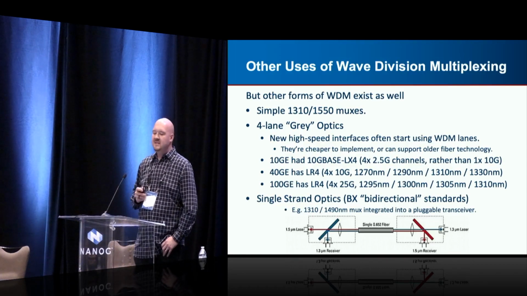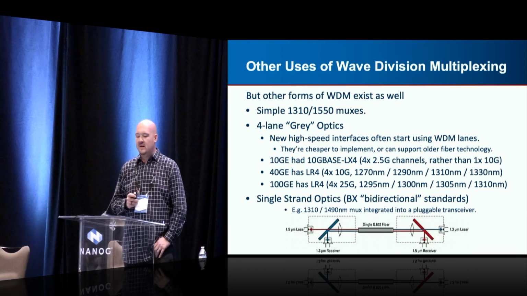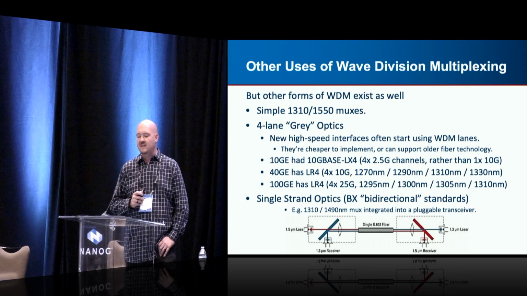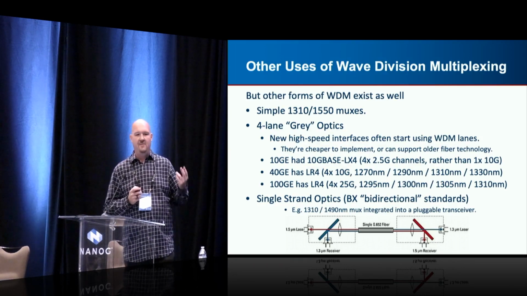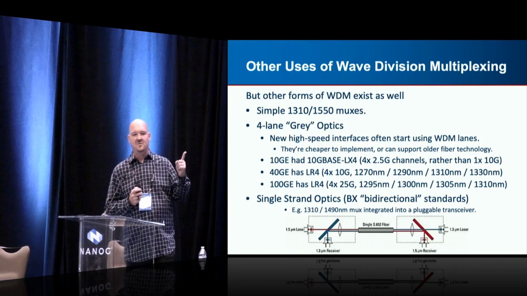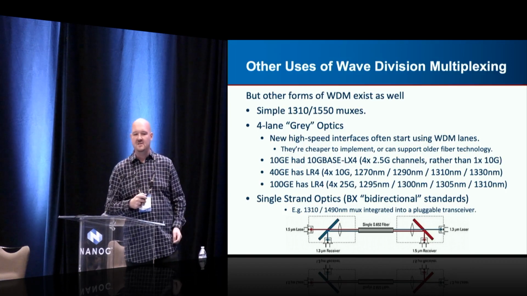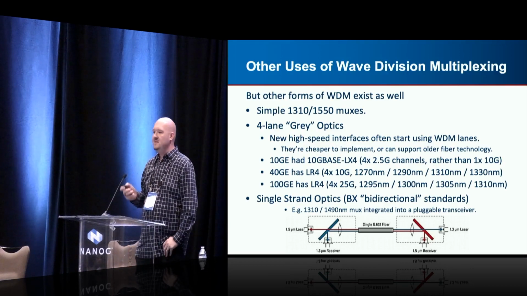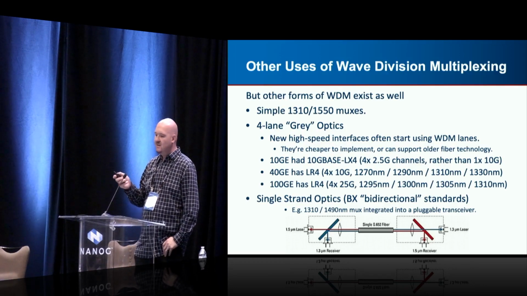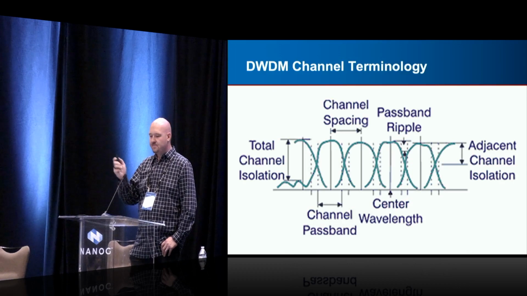You'll also see single strand optics, so BX, bidirectional. So you'll have an optic that just has a little tiny integrated mux in it. So if you have a fiber pair, you could use one strand for one link and one strand for another link, without requiring any specialized knowledge whatsoever. It's just a cheap, easy way to double capacity, and you'll see this used as WDM.